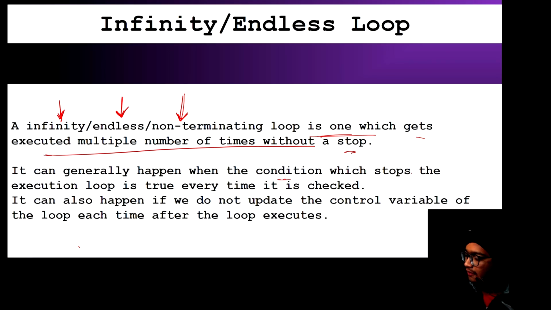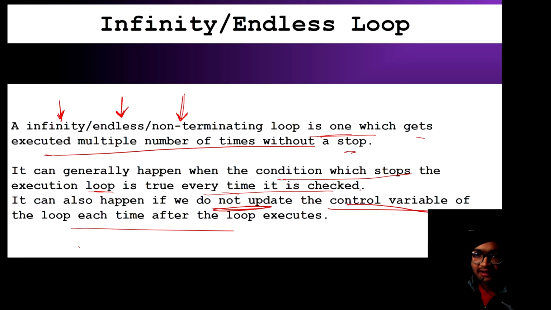It can happen when the condition which stops the execution of the loop is true every time. That means the condition which is checking the number of times the loop will execute is true every time, so the loop is executing multiple number of times. And it can also happen when we do not update the control variable value each time the loop gets executed. So updating the control variable is very important to avoid this infinity loop or endless loop.